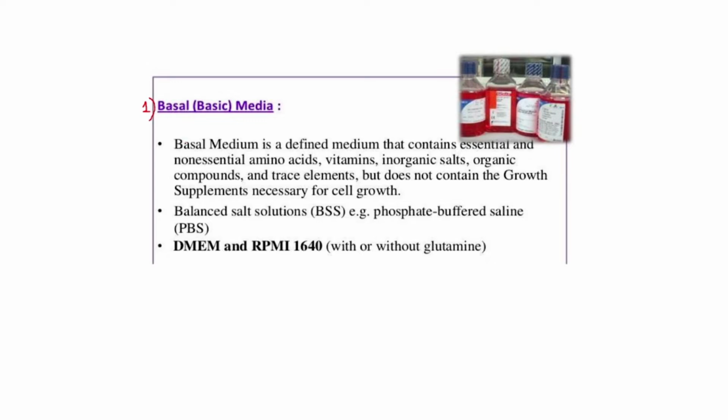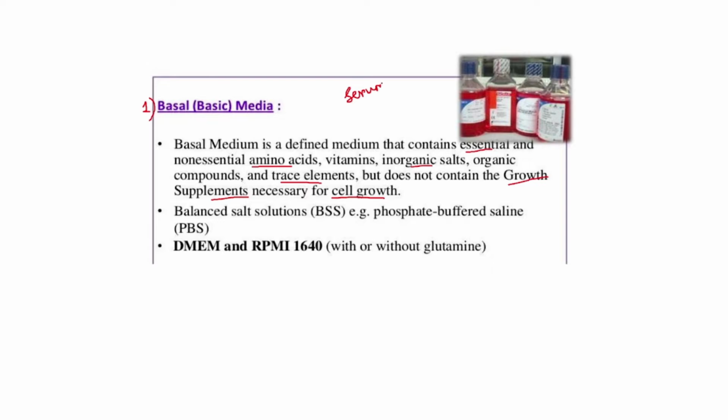We have basal media. So, basal media is such type of media that contains essential and non-essential amino acids, vitamins, inorganic salts, organic compounds, trace elements, everything except the growth factors that are necessary for cell growth. That is why we have to supplement this type of media with serum, which supplies the growth factors that are missing in this type of media.